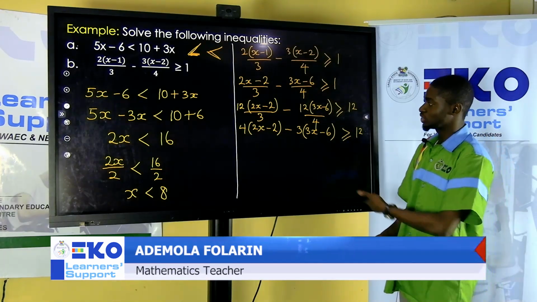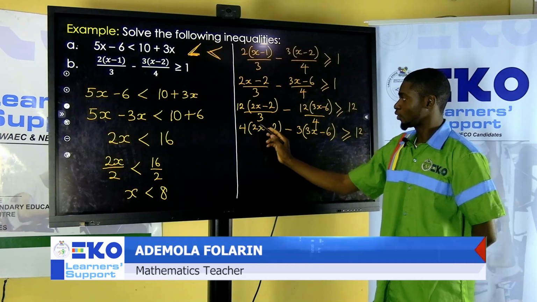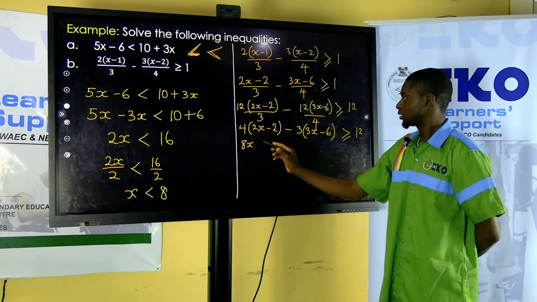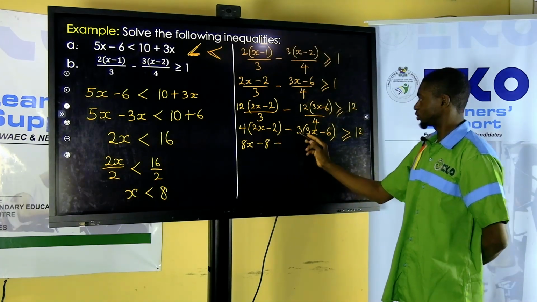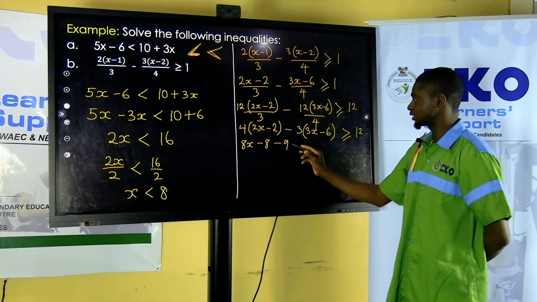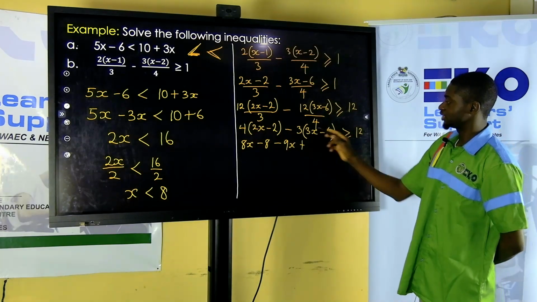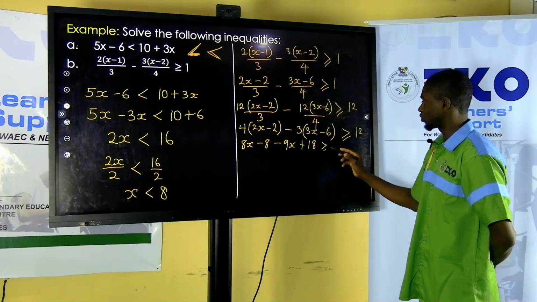The next thing for us is to open the bracket. Very easy. 4 multiplied by what we have here will be 8x minus 8, minus, you open the bracket here, 9x. This will be plus because we have negative and negative here. That's 18, greater than or equals to 12.